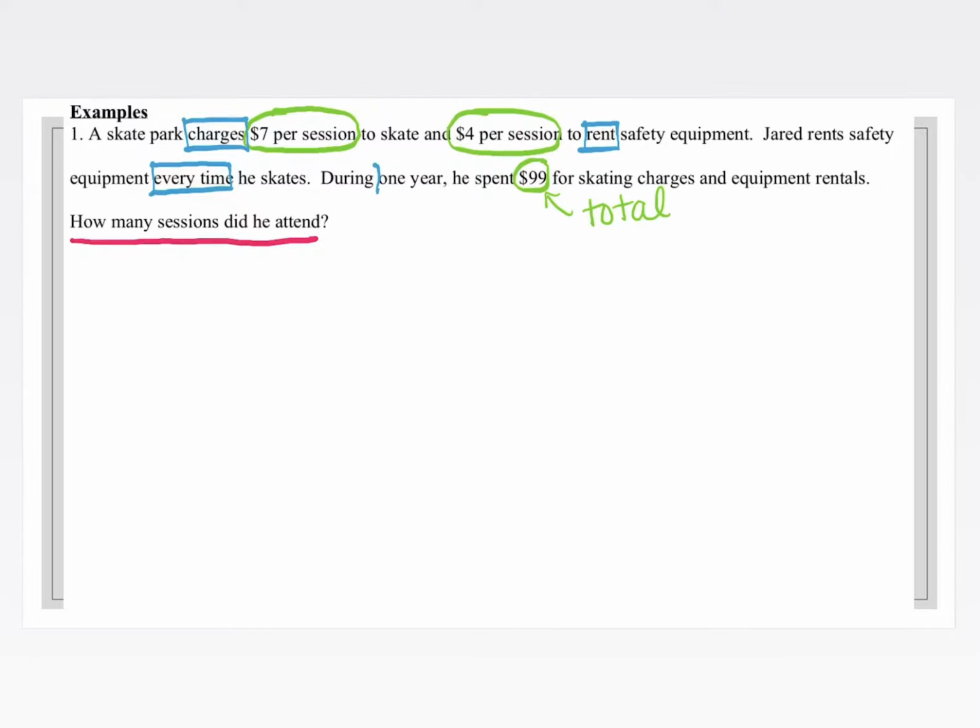Now during 1 year, so we're only thinking for 1 year, he spent $99 total. So the word spent refers to that 99 also being the total for both his skating charges and equipment rentals. Now what we're going to do is define a variable. These associate with both the E and S letters in the acronym for CUBES. We're evaluating and solving.